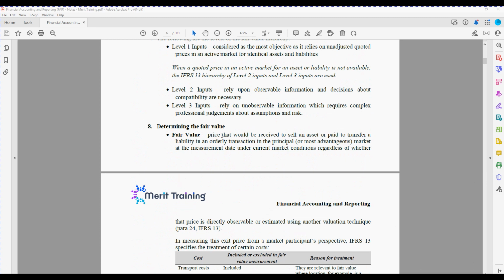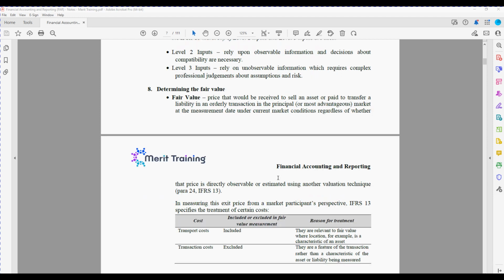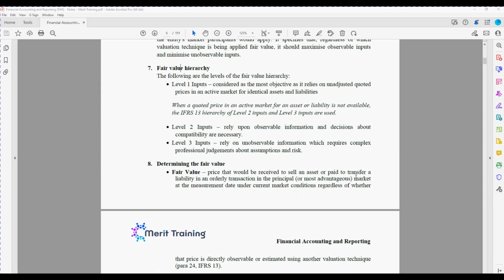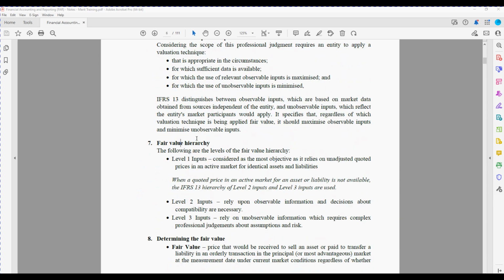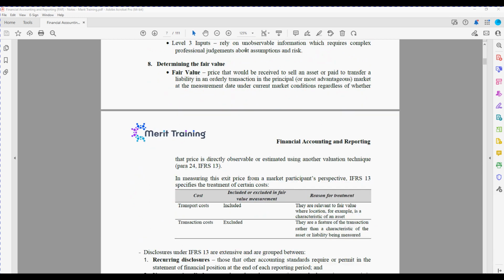So it's pulling all these things together and understanding the specific definition, which is that it's a price that would be received to sell an asset or pay to transfer a liability in an orderly transaction in the principal or most advantageous market at the measurement date under current market conditions, regardless of whether that price is directly observable or estimated using another valuation technique. So it's a long definition, but each of those different components of the definition can be split out into one of these sections. So hopefully that all makes sense now.